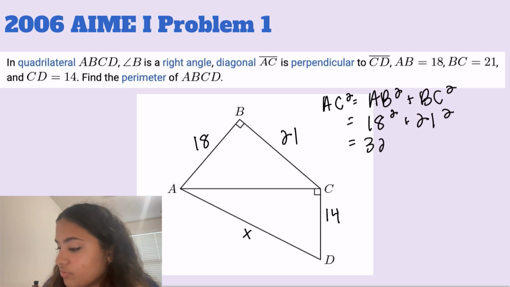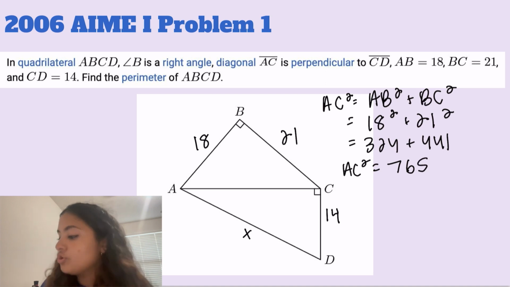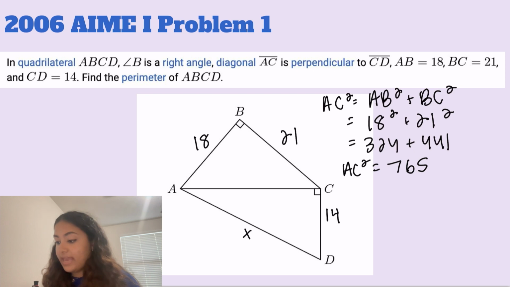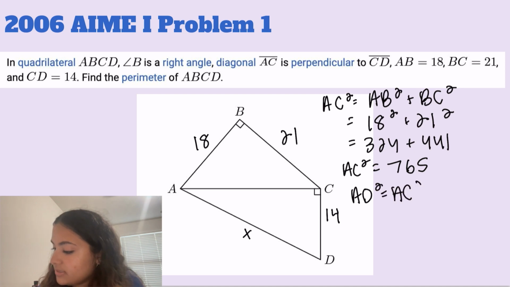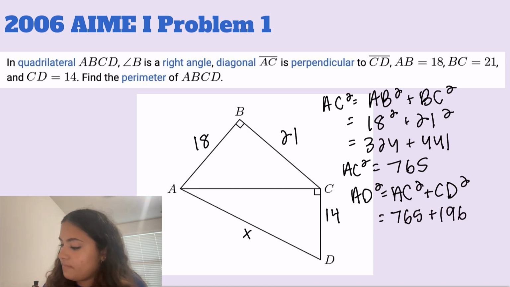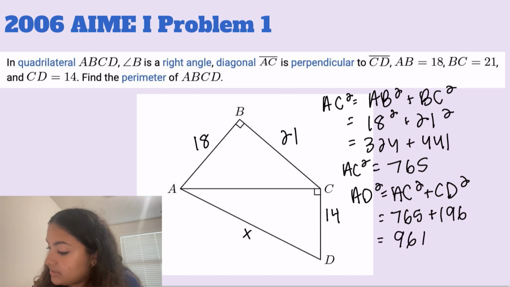So 18 squared is 324, and 21 squared is 441. And if you sum that together, you get 765 as AC squared. So we need to then find AD, and some people may square root AC squared to find AC, but to make this faster, we realize that we don't actually have to square root AC squared, because we want to find AD, and AD squared is equal to AC squared plus CD squared, which is equal to 765 plus 14 squared, which is 196, and this is equal to 961.